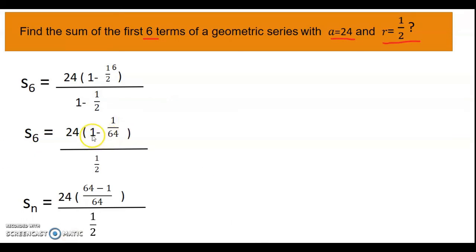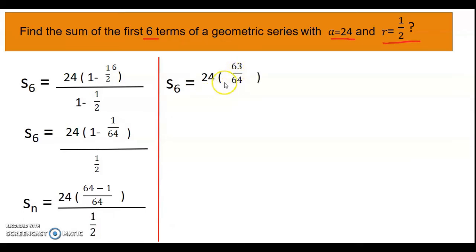So here our 1 is a whole number, and it is understood that the denominator is 1. So if we cross multiply, or do the butterfly method, we will multiply 1 times 64, which is the denominator of 1 over 64. So our answer here is 64, and then 1 times 1 is 1. So 64 minus 1 over 64, our common denominator. Then over 1 half. So 24 times 63 over 64, our common denominator, over 1 half.